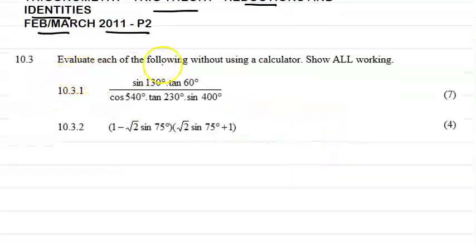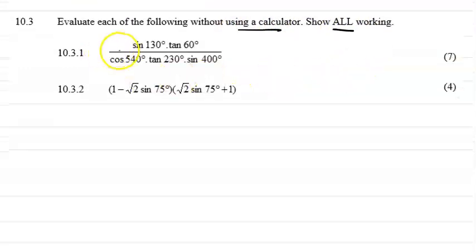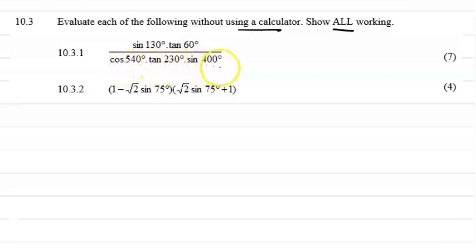It says evaluate each of the following without using a calculator. Show all working. So the first thing that we are faced with is sine of 130 times tan of 60, all over cos of 540 times tan of 230 times sine of 400. Now in this particular question, we have to know our trig theory. So we go back to the unit circle as discussed in a previous video.